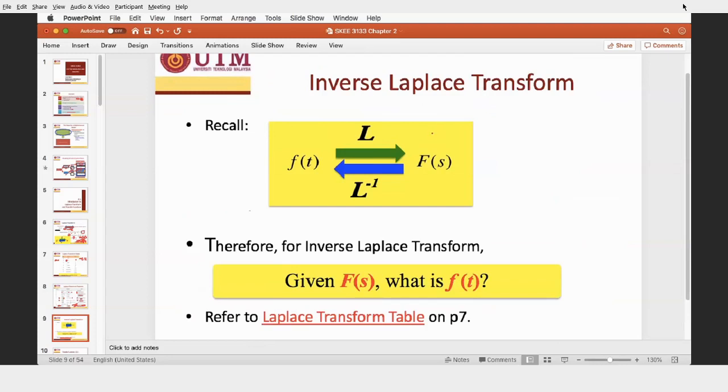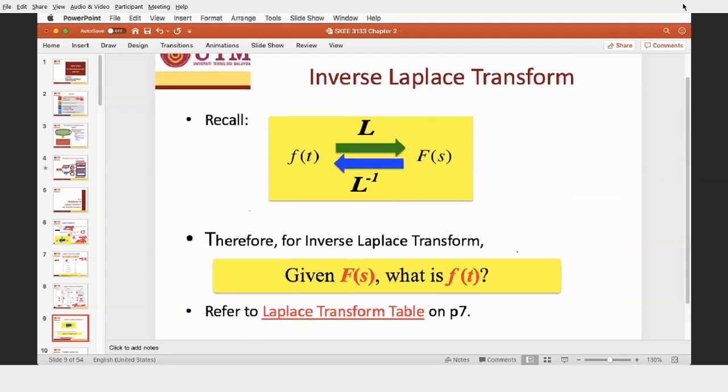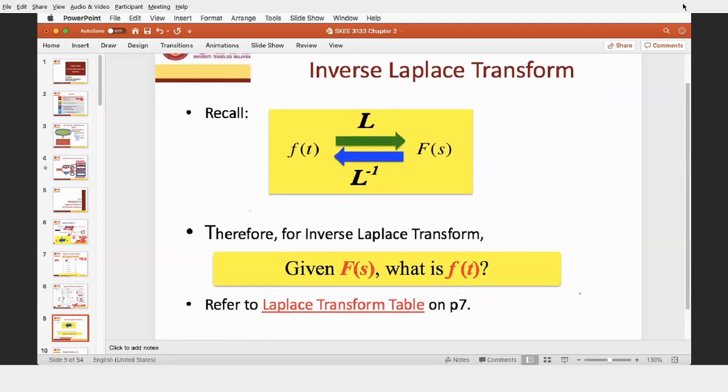So this is just the recall again. f(t) becomes F(s), reverse back, you get f(t). So given F(s), you get f(t). You just revise this slide.